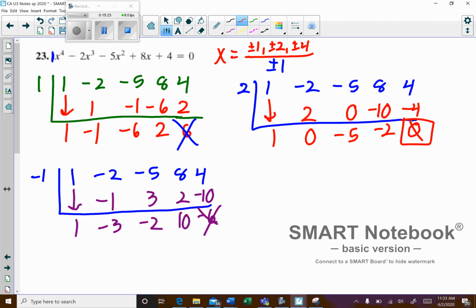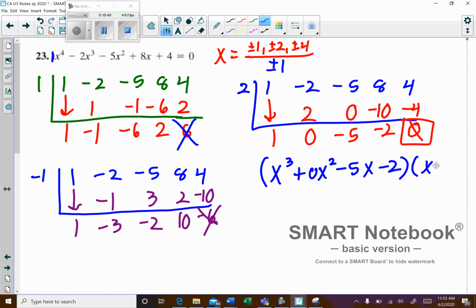Yay, yay. Okay. So basically what we've done is we've factored this into x cubed plus 0x squared minus 5x minus 2. And then the one that I figured out, so x minus 2, that's basically my factor that I got from that being a remainder of 0. So that polynomial, I basically factored it. But what do I do with this now?